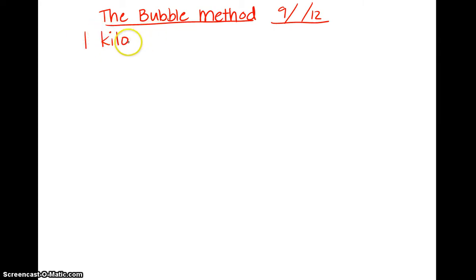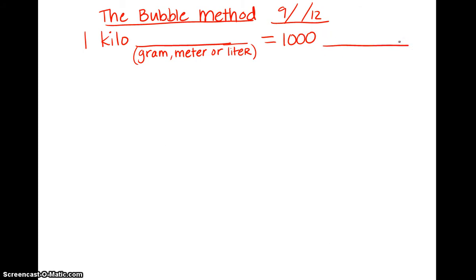Okay, so kilo can be put in front of a gram, so you could have a kilogram, a kilometer, or if it's volume, it would be a liter. Okay? It doesn't matter what you're measuring, it all works the same way. 1 kilo something is always 1,000 of that same thing. Okay? So this would be again grams, meters, or liters.